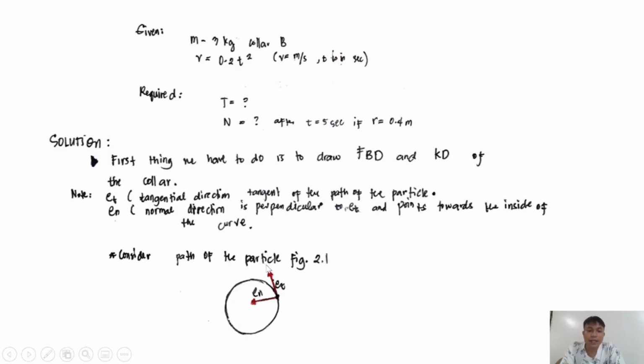So, consider our figure 2.1 from earlier. This is our point O. If we can rewrite the tangential direction and normal direction: tangential here, di ba? If this is the path of our particle, our tangential direction will be that one, and our normal direction will be this one.